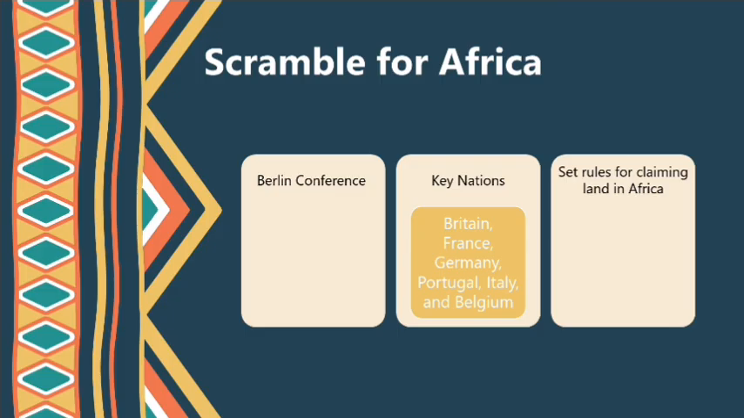This conference effectively replaced treaties and negotiations with a simple rule. If a European nation could establish a military presence and economic control over an area, it could claim it. It was as simple as that. This is the moment when the Congo Basin, an area of nearly 1,000,000 square miles, was formally handed over to one man, King Leopold II of Belgium.